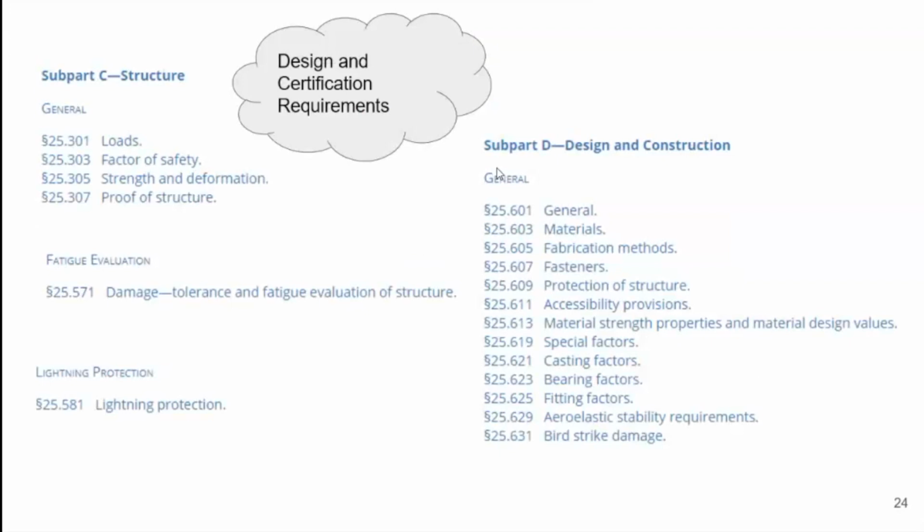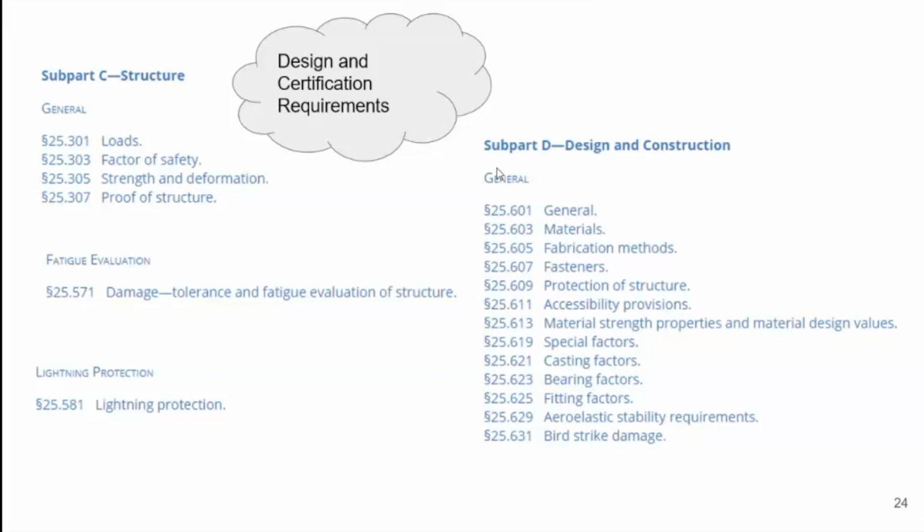I won't talk about B, which is about flight performance. E is about power plant, and F is about equipment, which is all the navigation, radios, and electrical system. And G is about the manual. So the focus today is on the structure, which is part C and part D.